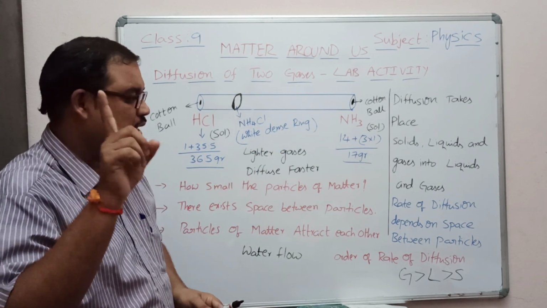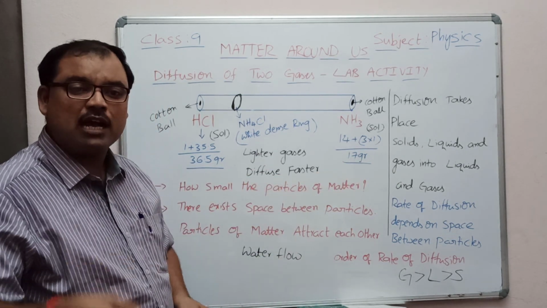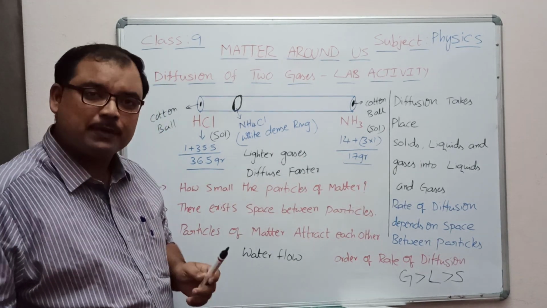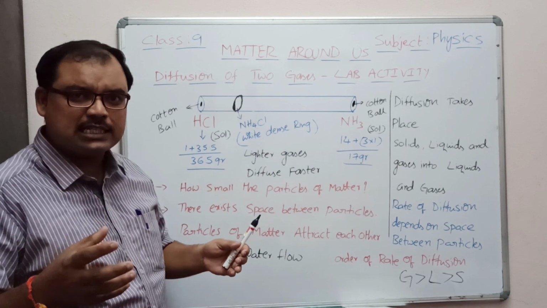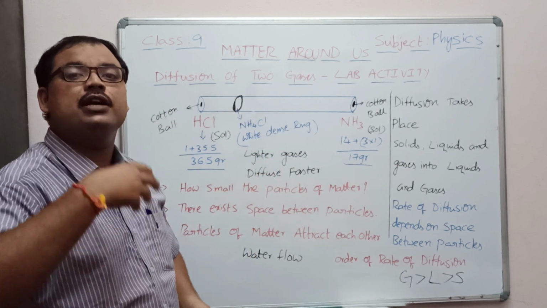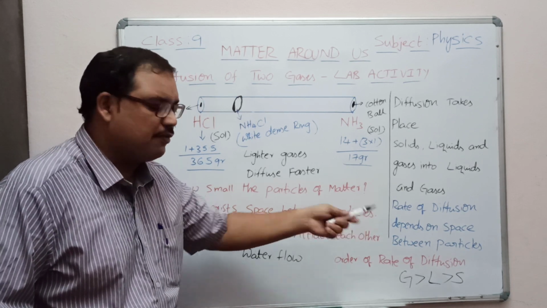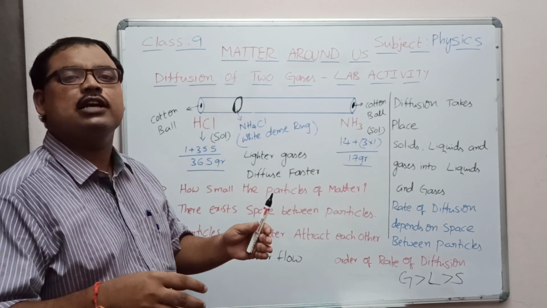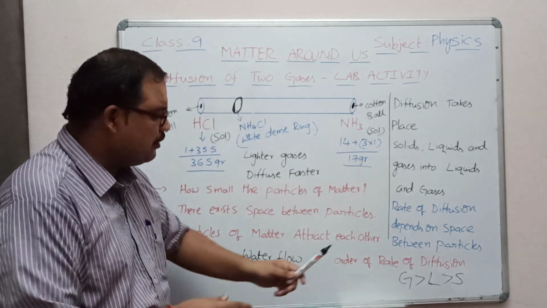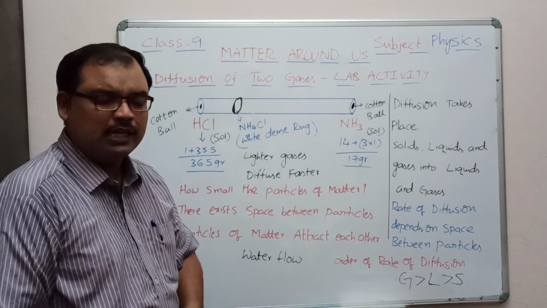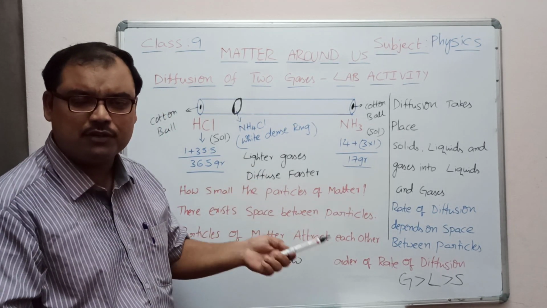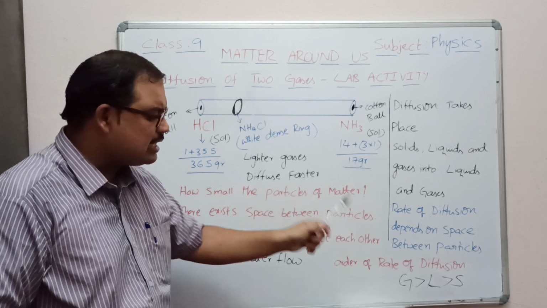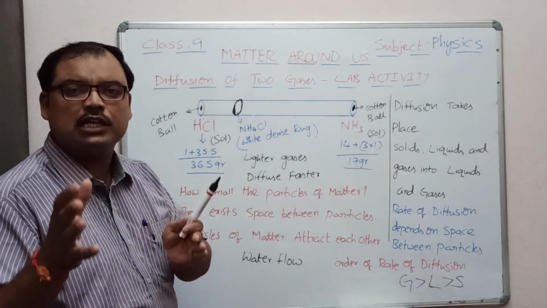But the most important point here is that the rate of diffusion, that means how fast it is diffusing, depends upon the space between the particles. If there is enough space, like gases which have huge gaps, there will be more diffusion compared to liquids. And the liquid diffusion rate will be more compared to solids, because solid molecules are packed. So the order of rate of diffusion is: gases have the highest rate, next comes liquids, and then solids. It's just because of the gaps the molecules have.